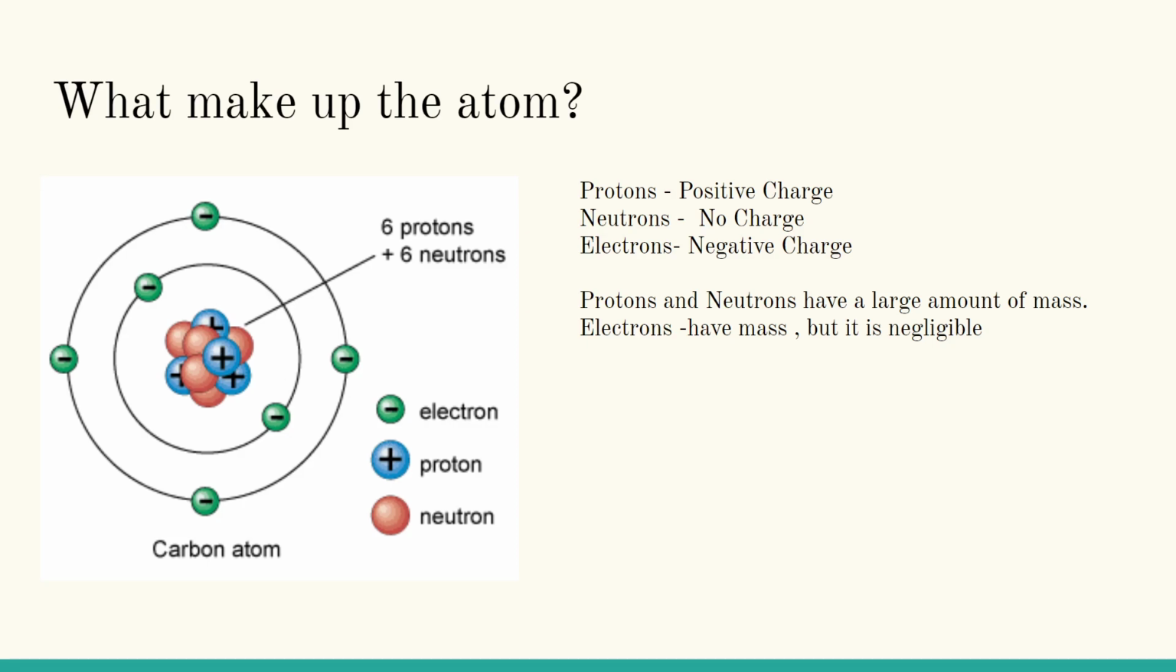The neutrons are a no-charge particle of the atom, and we have the electrons as well, and they have a negative charge. Something that's going to be important for the mass of our atom is to note that protons and neutrons both have a large amount of mass, whereas the electrons have a very small, slight, negligible mass.